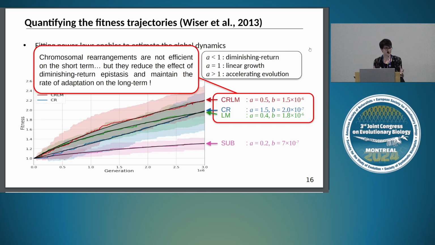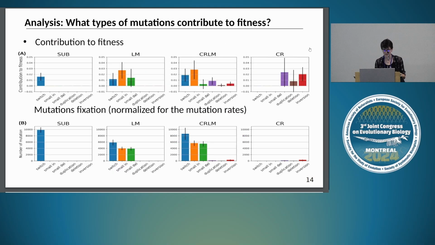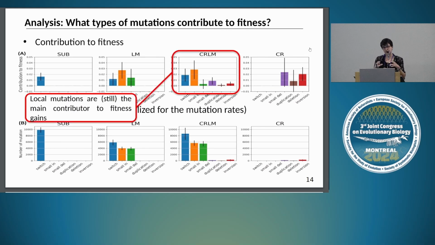That's just a broad view of the fitness, but then we try to look in more detail at what's happening in our simulations. And so here we looked at what types of mutations are contributing to the fitness. On the top, we have again our 4 different mutational scenarios, and we have the total contribution to fitness for the different types of mutations. Here you can see that in our scenario, when we have all types of mutations, local mutations are still the main contributor to fitness gains. So we are not trying to say that chromosomal rearrangements do it all and that it's pointless to look at local mutations. They still are a great contributor to fitness gain, and they should be modeled alongside chromosomal rearrangements.